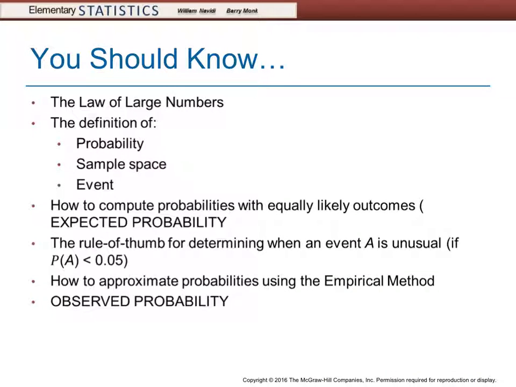So in this chapter, we discussed the law of large numbers and the definition of probability, sample space, and event. We also looked at how to compute probabilities with equally likely outcomes, the expected probabilities, the rule of thumb for determining when an event A is unusual, if P of A is less than 0.05, and how to approximate probabilities using the empirical method, or what we call the observed probabilities. That ends chapter 5.1. We will now go to 5.2.